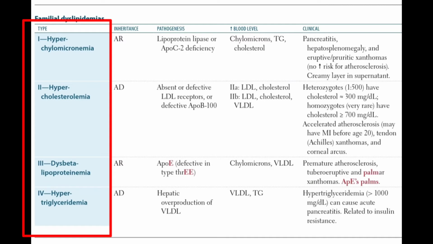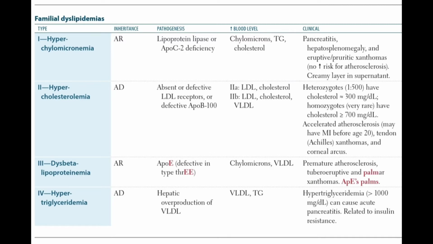Type 1 is hyperchylomicronemia. Type 2 is familial hypercholesterolemia. Type 3 is dysbetalipoproteinemia, and type 4 is hypertriglyceridemia. Let us talk about each familial dyslipidemia one by one.